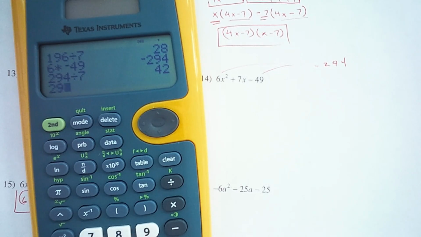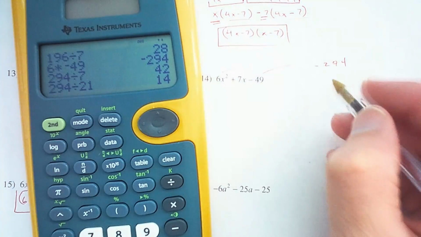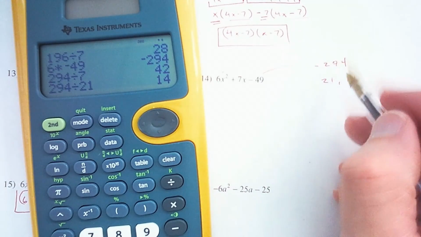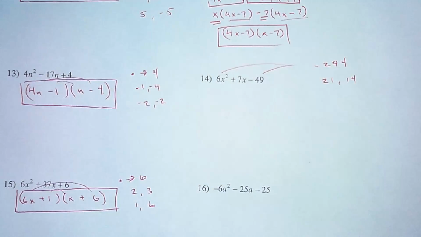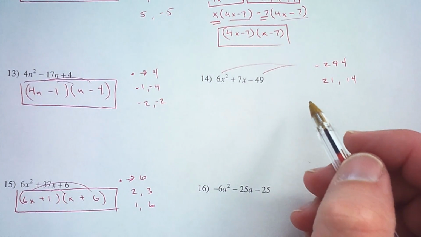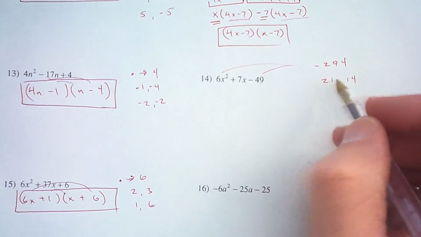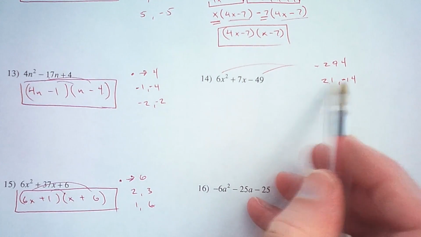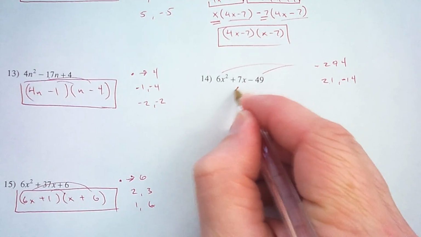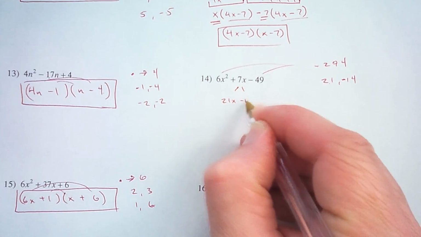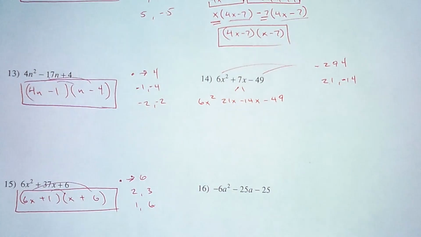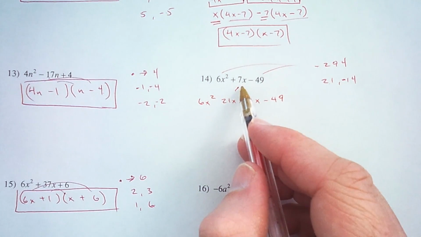How about 294 divided by 21? That's 14. I think that's going to work. 21 and 14 multiplies to 294. One of these has to be negative so that it multiplies to negative 294. If I keep the 21 positive and make the 14 negative, 21 plus negative 14 will give me 7. So I'm going to split that into 21x minus 14x. Okay, so I've split up that b term.